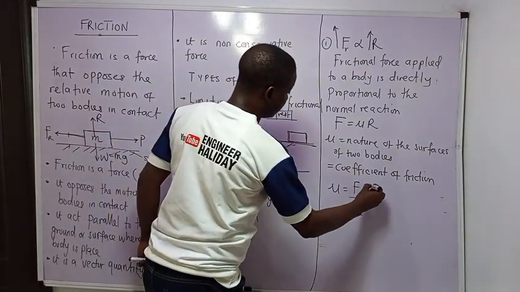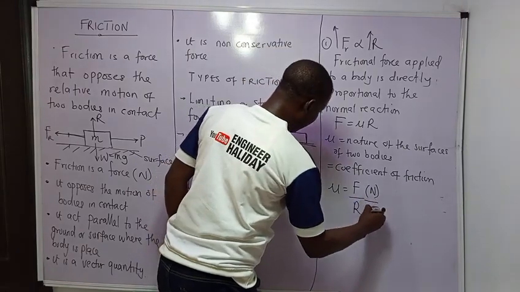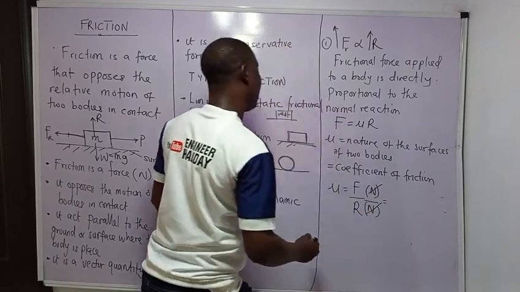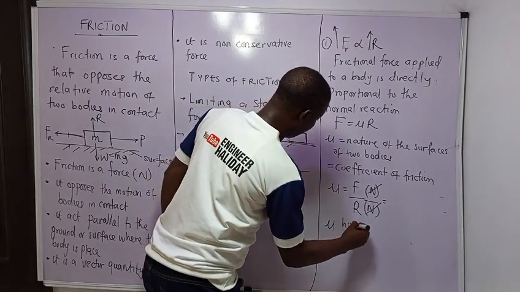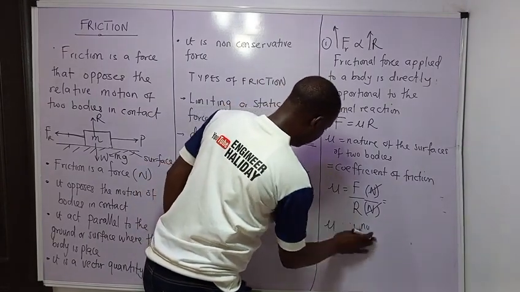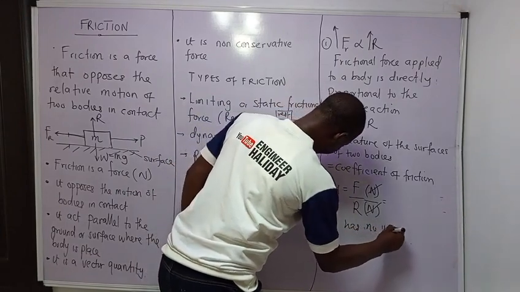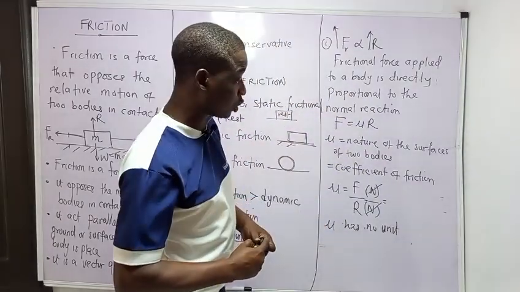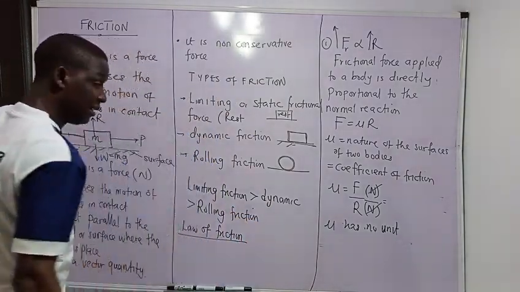If you check, the unit of F is Newton, and the unit of normal reaction is Newton. Newton cancels Newton, so we are going to have no unit. That means the coefficient of friction has no unit. It is unitless, and as such, it is dimensionless. Now, let us continue with other things.